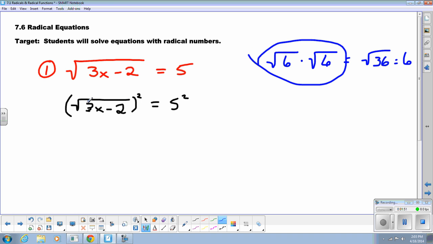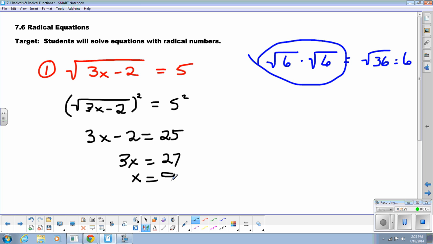Well, I know that this actually means the square root of 3x minus 2 times the square root of 3x minus 2. I'm going to follow the same pattern: what comes out of that square root, squared, is what's underneath the radical sign. So I have 3x minus 2 equals, and 5 times 5 is 25. Now I have my two-step equation. I add 2 to both sides, so 3x equals 27. Then divide by 3, and x equals 9.